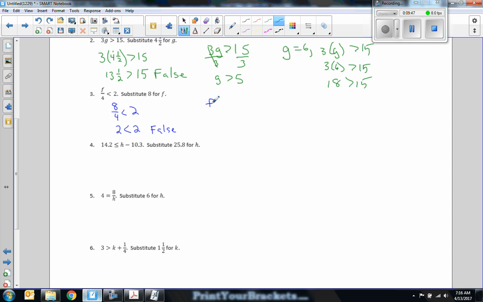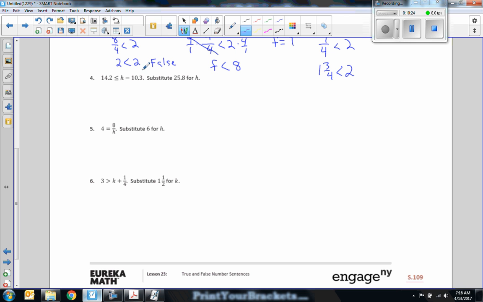So if I take f over 4 is less than 2, and I want to get f by itself, I multiply both sides by 4 over 1. And these 4's cancel, and I get f over 1, which is f, is less than 2 times 4, which is 8. So I need a number less than 8. So when f equals 7, this will be true. I'll show you by saying 7 over 4 is less than 2. 4 goes into 7 one time, so the remainder of 3. 1 3/4 is definitely less than 2.